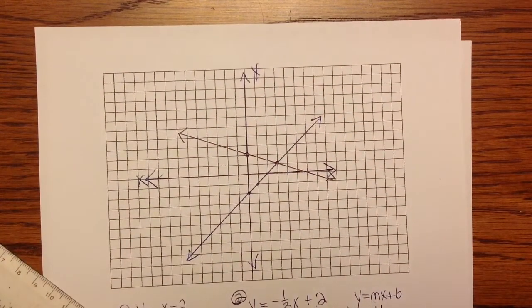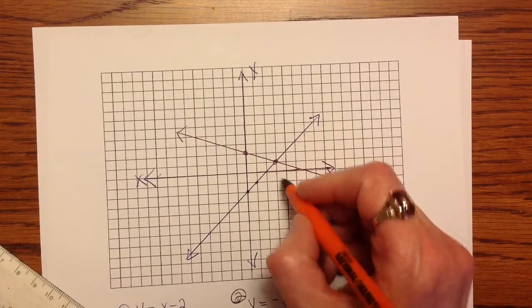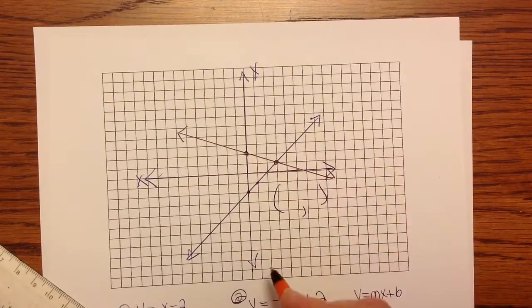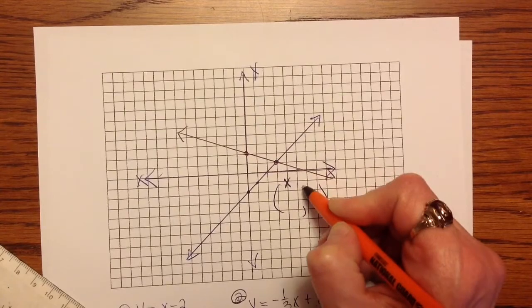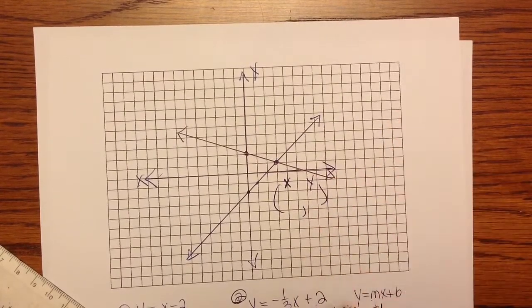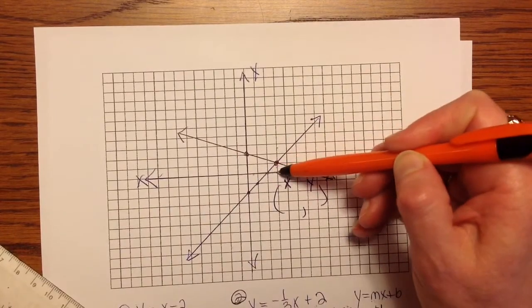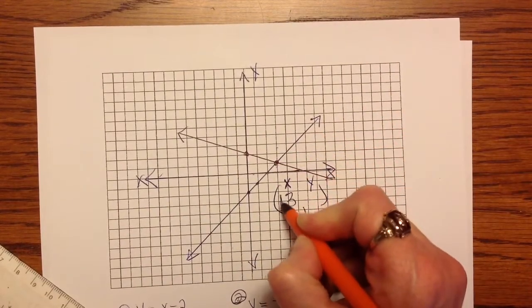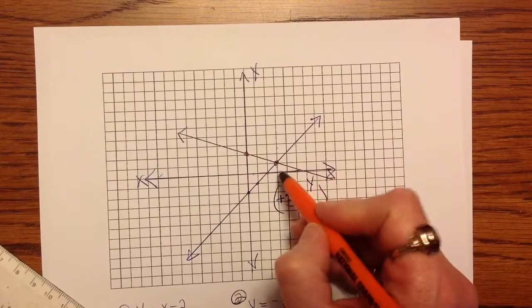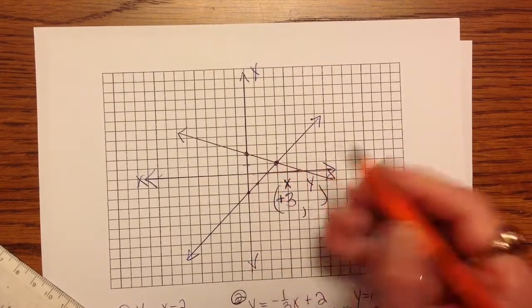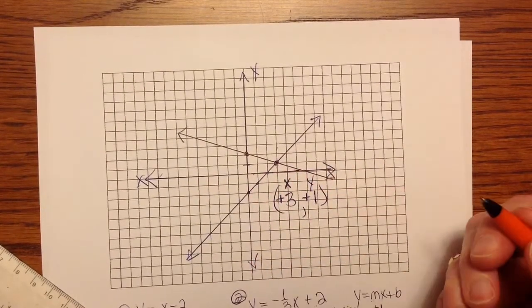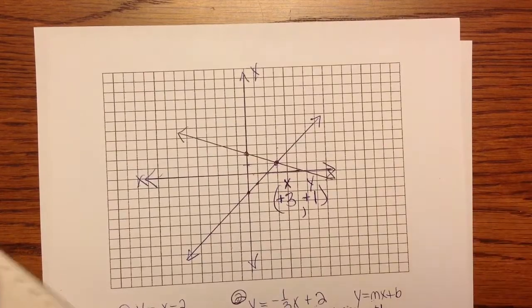And notice that my solution is where they cross, so that point is an ordered pair. The x comes first, and as I always say, the x-axis gives you the x. So x-axis, there it is. Count it, 1, 2, 3. That's +3, and I'm going to put the sign there just for emphasis. And then the y-axis gives you the y, and that's a +1. So (3, 1) is my solution.